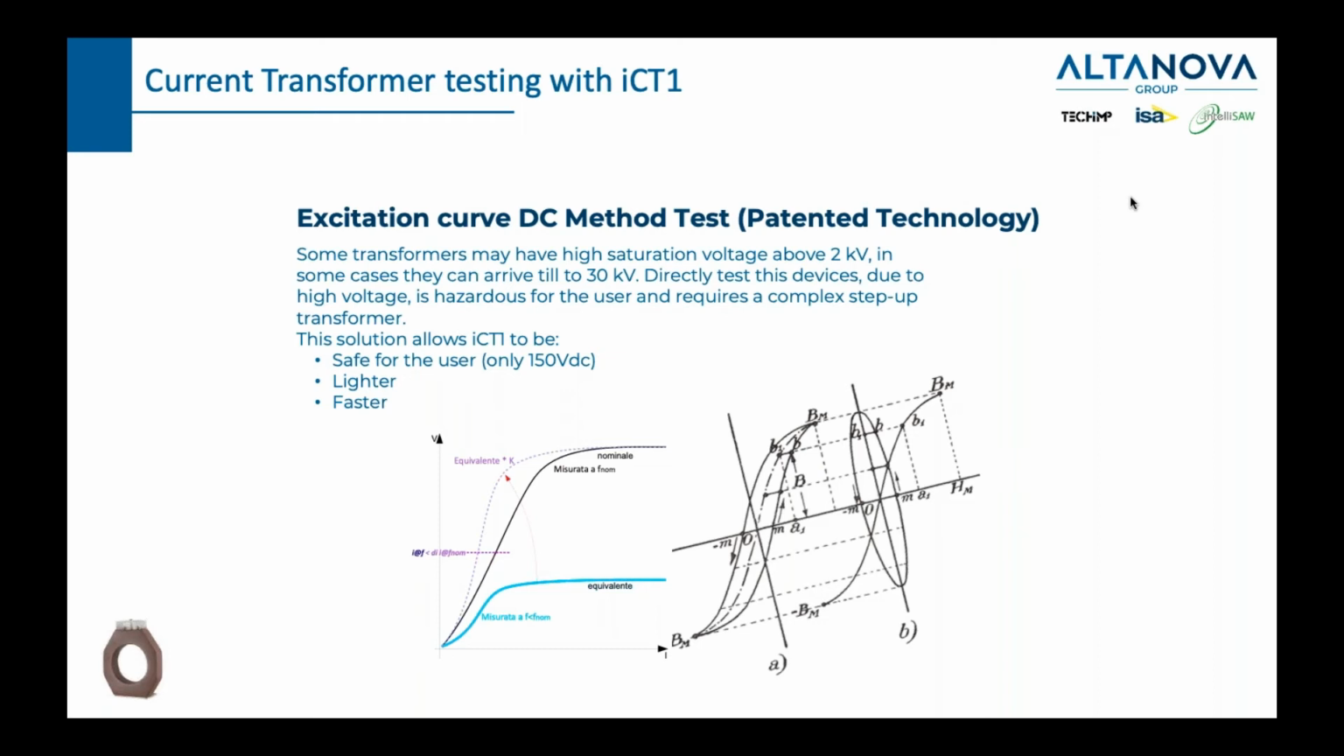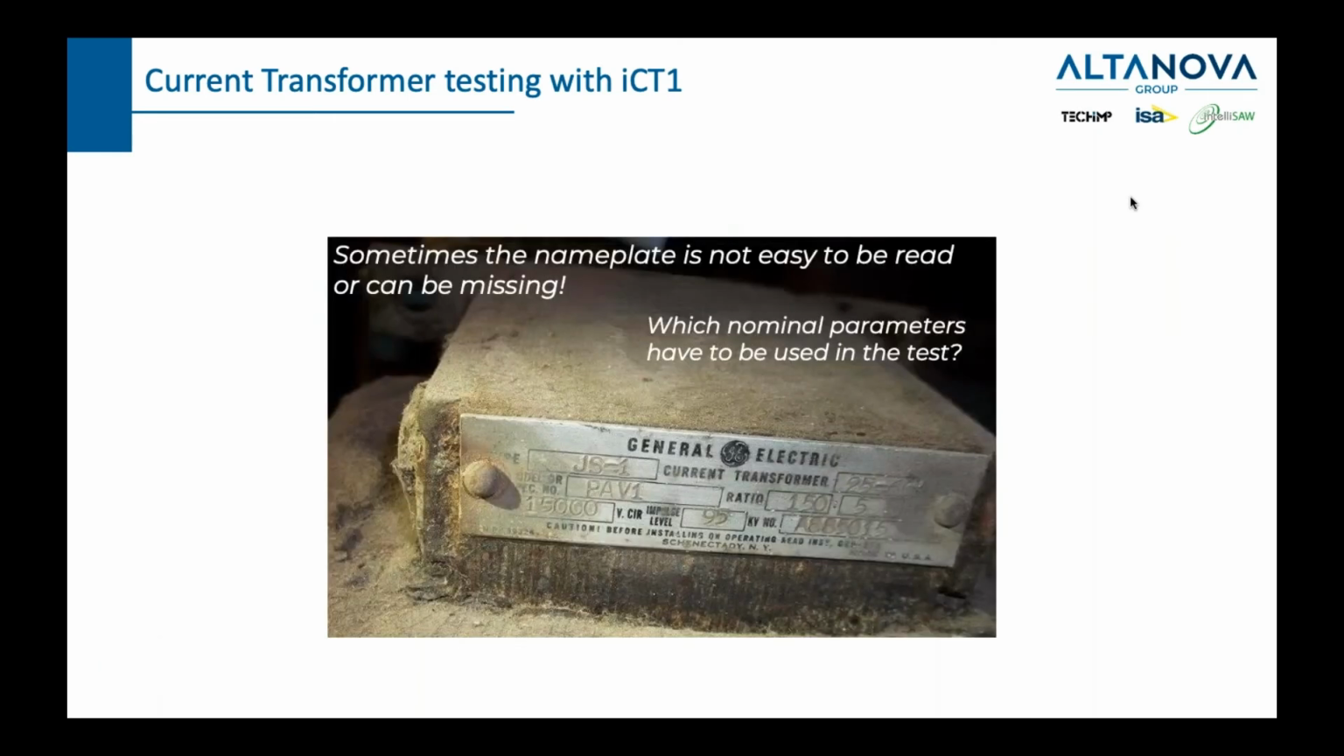So this is how we do a DC test using saturation and being able to reach the knee points up to 30 kilovolts. Here we will talk about what we call CT Explorer or CT Wizard. As it says, sometimes the nameplate is not easy to be read or can be missing. So which is the nominal parameters to be used in the test? For that, we use Explorer.